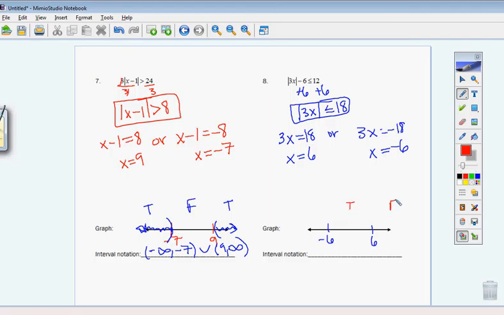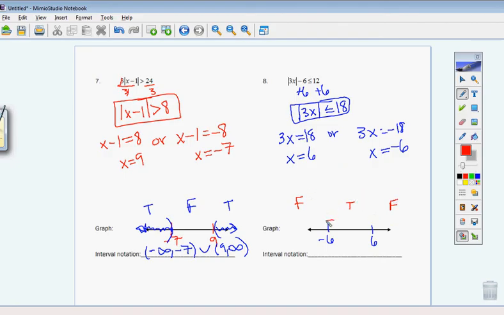So that means that these outsides have to be false. But just think about this. If I put in a 7, which is over here, 7 times 3 is 21. Absolute value of 21 is 21. That's not smaller than 18, so it's false. So it doesn't really matter where you pick. As long as you pick it and you do it correctly, then you can fill in the other regions.